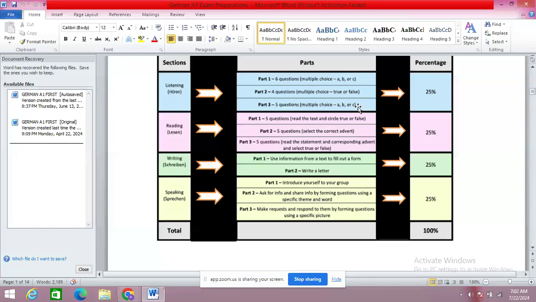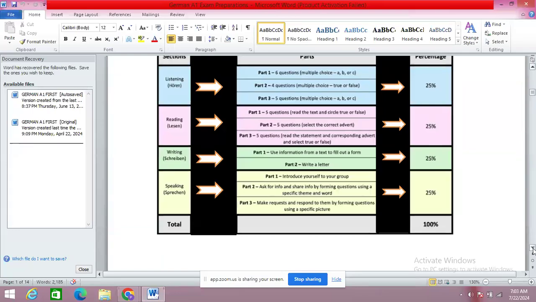Then in the reading, in the Lesen, we are going to have true and false. We are going to have some situational questions like choose from either A or B. And in the third question also we are going to have the MCQ type of question only. Talking about Schreiben, email writing is a compulsory question, and the second question is that we need to fill a form. I will show you how these types of questions are going to be, then it will be more clear.